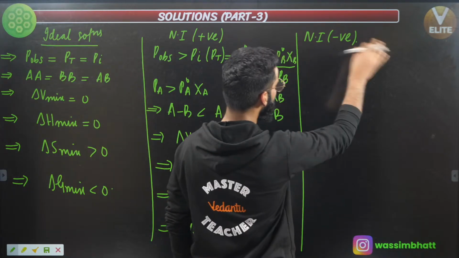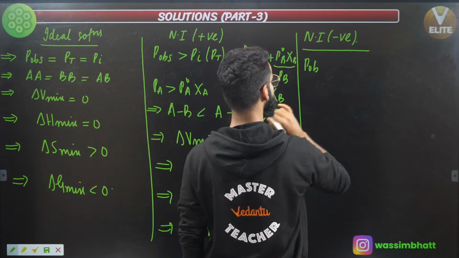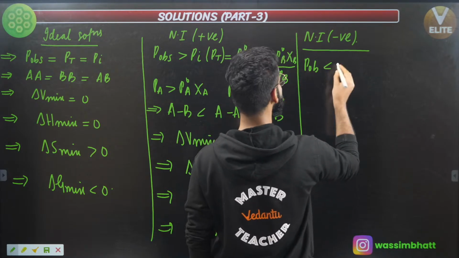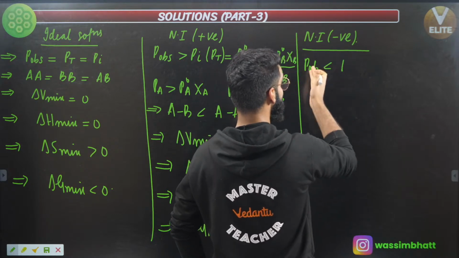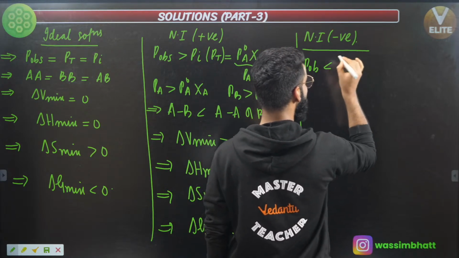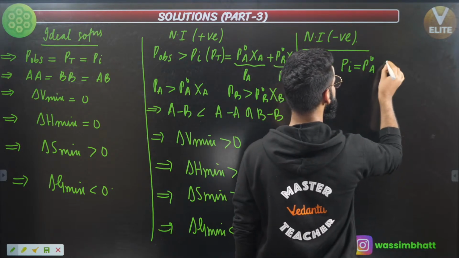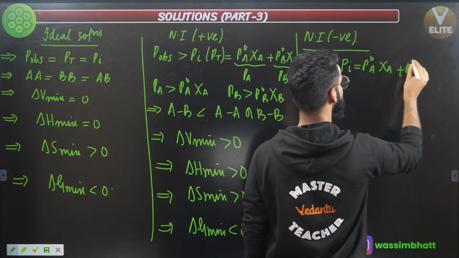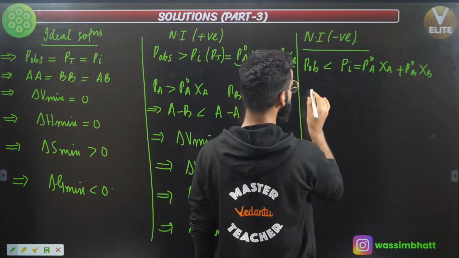Now similarly, non-ideal solution showing negative deviation. In case of this, the observed vapor pressure of the solution will be definitely less than the theoretical vapor pressure of the solution, or you can say the observed vapor pressure of the solution will be less than the ideal vapor pressure of the solution. And what is the ideal vapor pressure of the solution? That is P naught A chi A plus P naught B chi B. Yeah? Point number one.